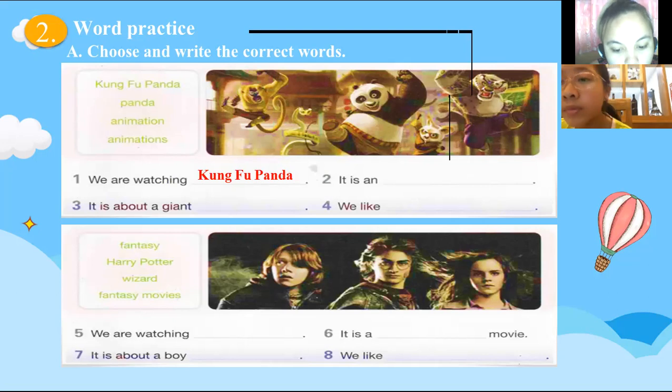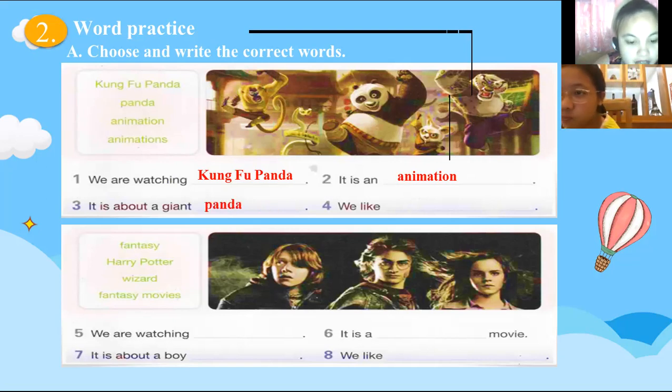Okay, number two. This is animation. Yes, animation, correct. Next one. This is about the animations. Giant animation. Are you sure? Oh. Look at the picture. What is the movie all about? Panda. Okay, Giant Panda. Number four. We like animations. Okay, we like animations.